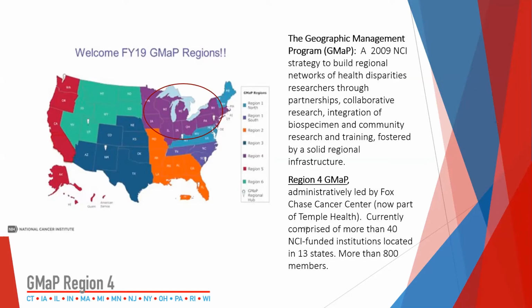We're so delighted because we now have more than 800 members that are part of our regional network here. And for those of you who are from other states outside of our region, you can connect with your GMaP office by going to the NCI Center to Reduce Cancer Health Disparities website and find out who is your coordinating office and get more connected.